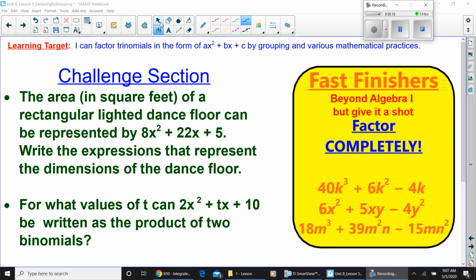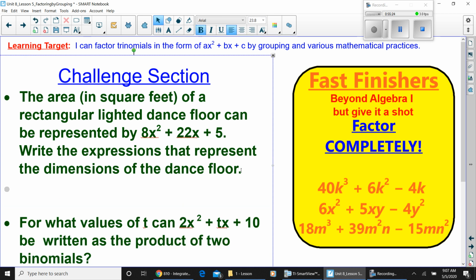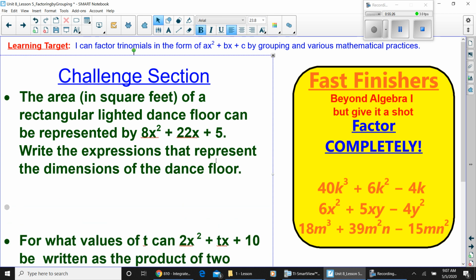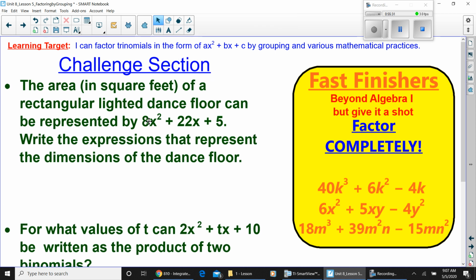Go ahead and give this challenge section a try. To do this, you're basically going to have to, really, it's just saying to factor this. So you do 8 times 5 first, and you just go through like we normally would, and that's it. Press pause and we'll come back with the answers.